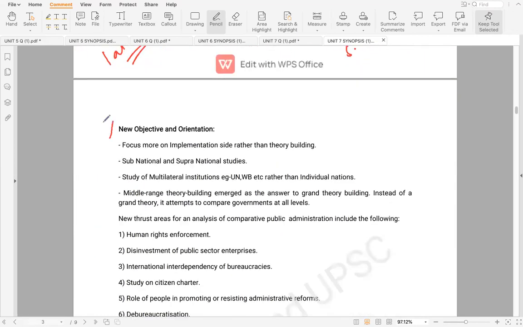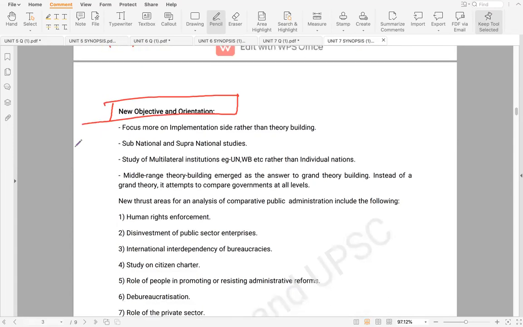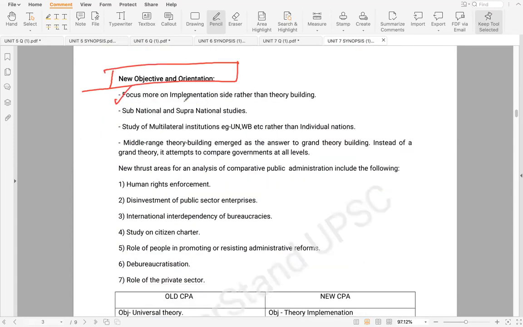Directly hitting on the main demand of the question, what was the new objective and new orientation? You focused more on implementation or application rather than theory building. This was one of the major differences. Subnational and supranational studies started to be conducted, which was not previously the case. Previously, we focused on universal grand theories. We now started to focus on middle range theory building.